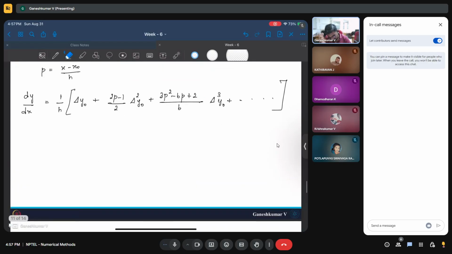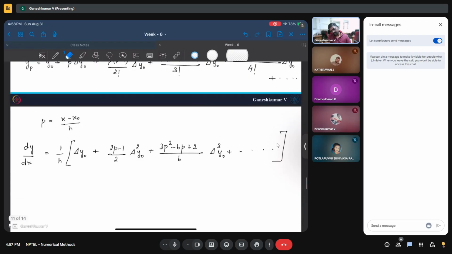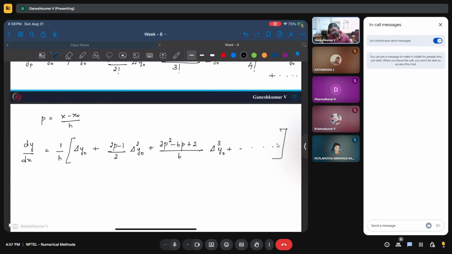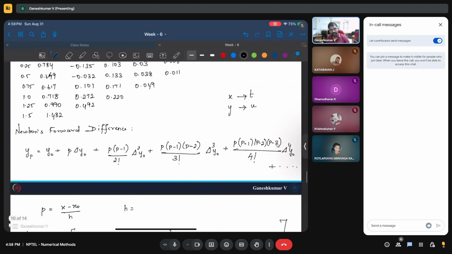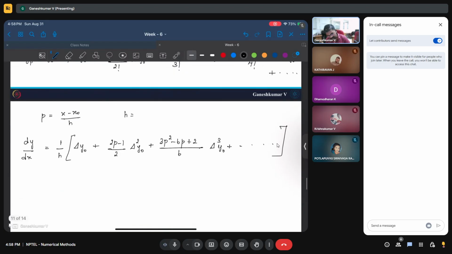So now what we need to find out is what is p. Since we don't know x, we don't know p. But we know h. What is h? h is 0.25. For every 0.25 you are getting this. By the way, this is equally spaced data, so that's why we will be able to do Newton's forward difference. So this is 0.25. So this is known.